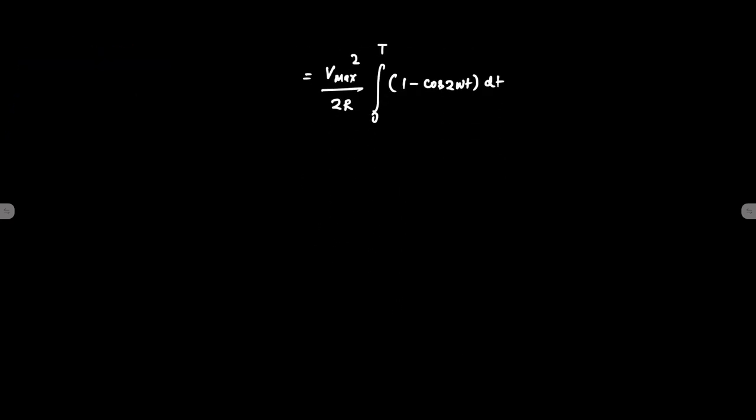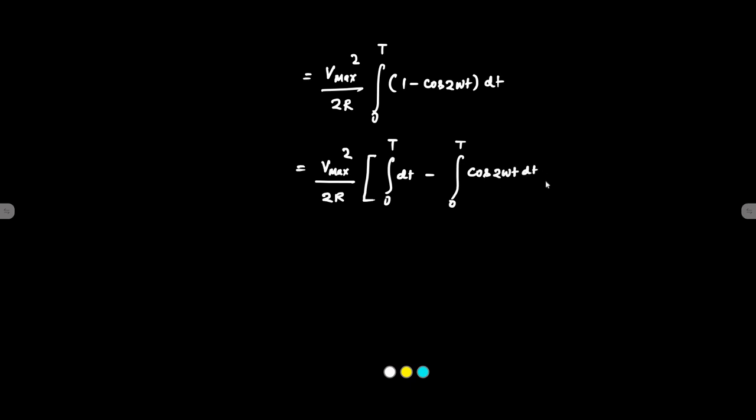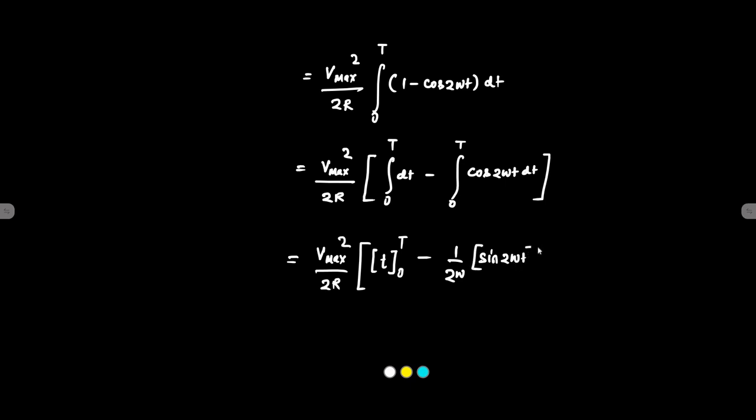So this is equal to, now we integrate, Vmax² by 2R times the integration of 0 to T dt minus the integration of 0 to T cos 2ωt dt. This is equal to Vmax² by 2R into t, since the integration of dt is t, with limits T to 0, minus 1 by 2ω sin 2ωt from limit T to 0, because 2ω behaves as a constant here. This is only with respect to t. Okay.